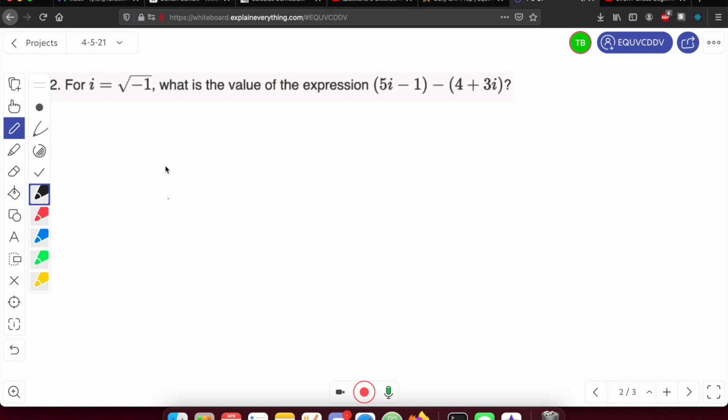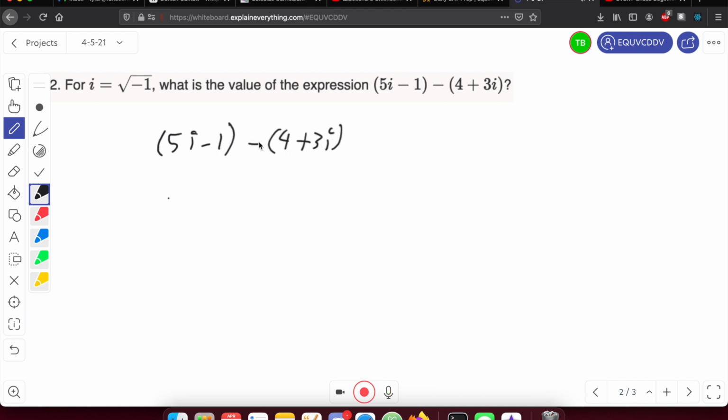Question 2. For i equals the square root of negative 1, what is the value of the expression 5i minus 1 minus (4 plus 3i)? So the only tricky part about this is that you have to remember that i is taken as a variable here, and you have to treat it as such.